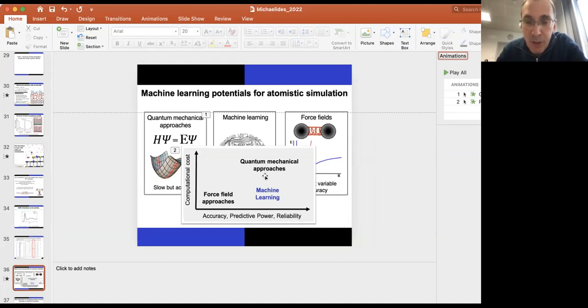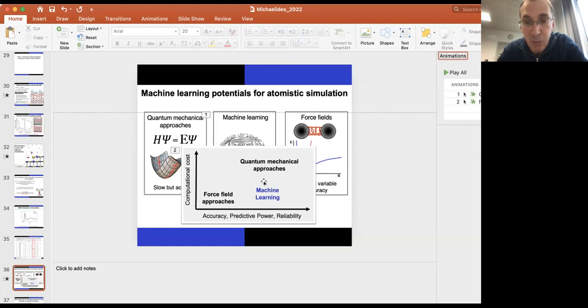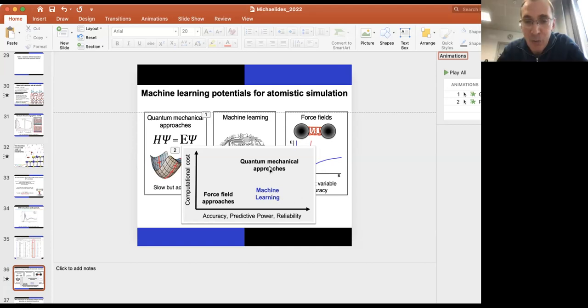So that is what we're aiming for. If we do a good quality fit of our machine learning potential, then we can recover DFT accuracy at a reduced cost. Right. This machine learning will never go to a higher accuracy. Exactly. For each individual energy and force evaluation.